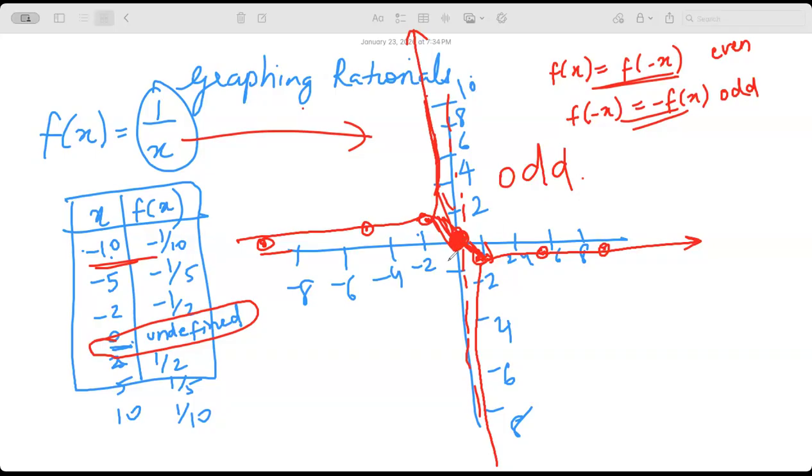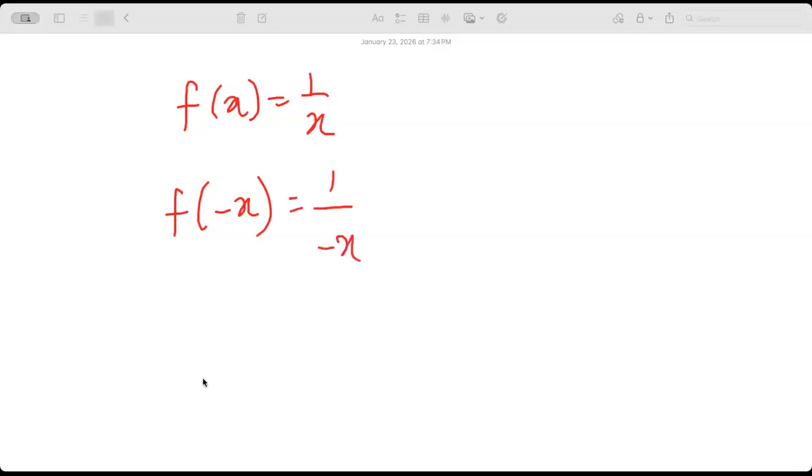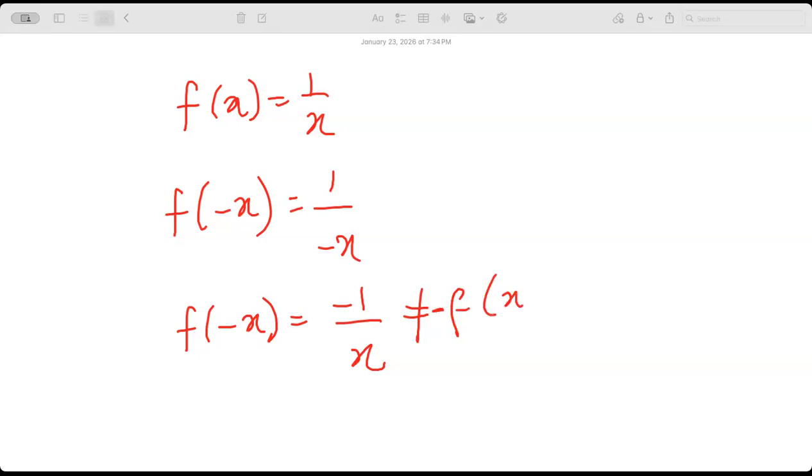Any questions, guys? Now, how will you verify algebraically that f of x equals 1 by x is an odd function? What you will do is substitute minus x wherever you see x. Let's see what happens. If I substitute that, f of minus x will be minus 1 by x. It is not equal to f of x.